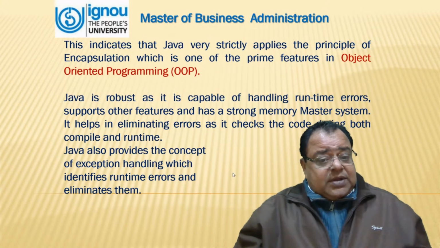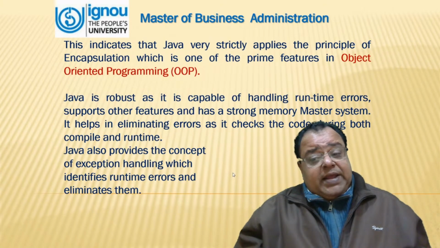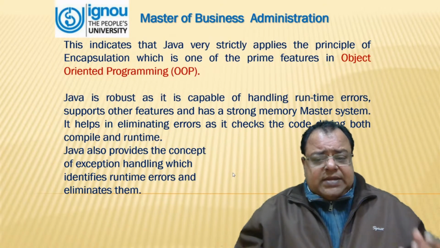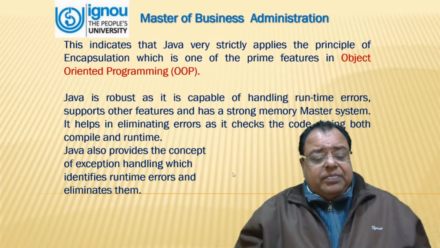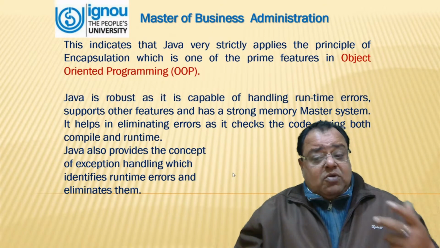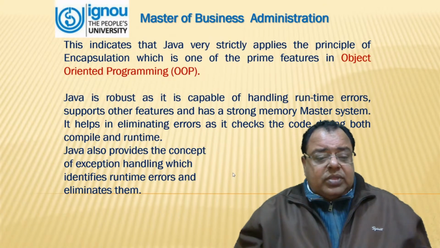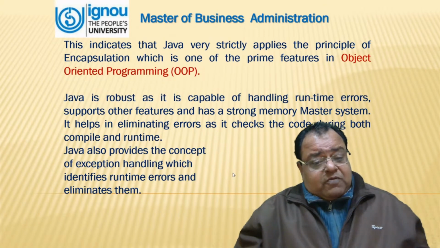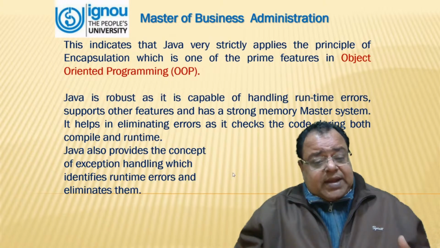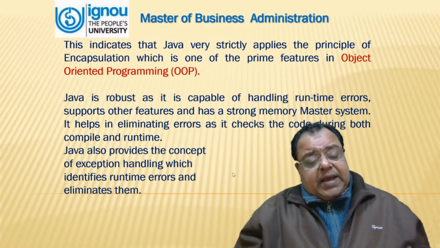Java is robust as it is capable of handling runtime errors, supports other features, and has a strong memory management system. It helps in eliminating errors as it checks code during compile time and runtime. Java also provides the concept of exception handling, which identifies runtime errors and eliminates them.